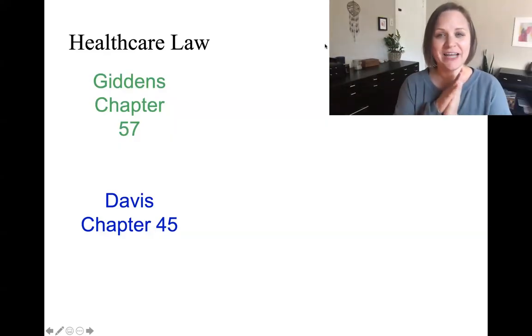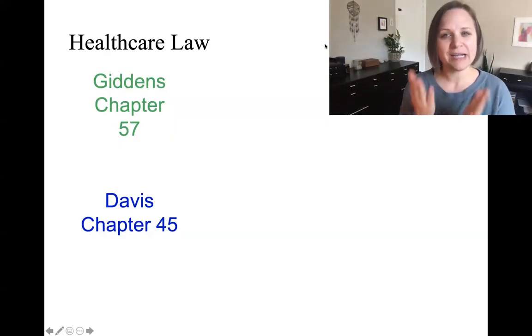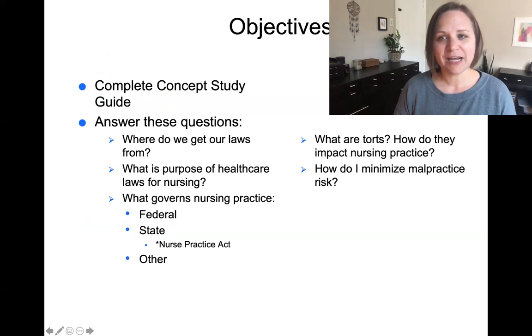Go ahead and get out your textbooks and study along with me. Today we're going to be in Giddens chapter 57 as well as Davis chapter 45. And here are the objectives that we hope to accomplish from this chapter. We're going to complete our concept study guide and then answer these questions.